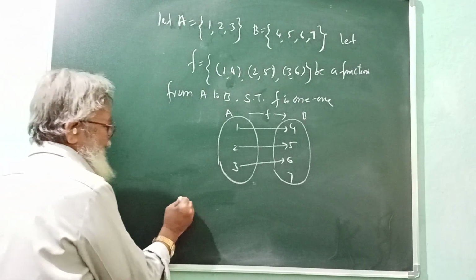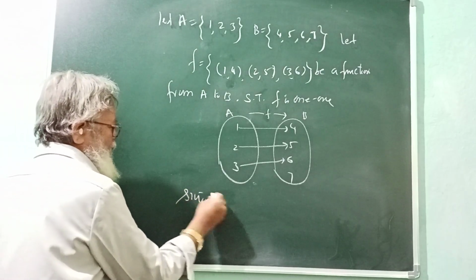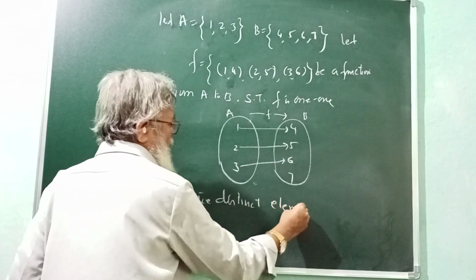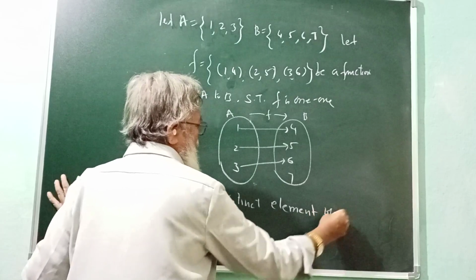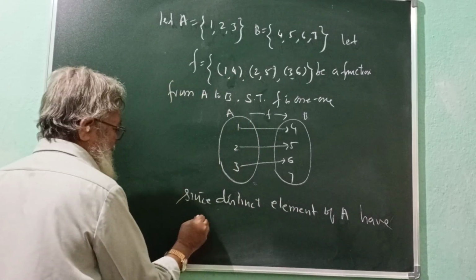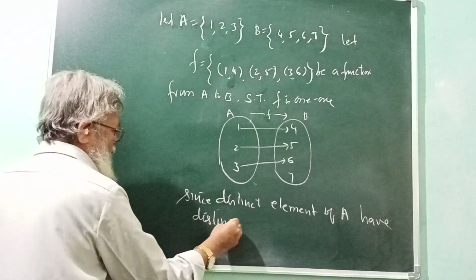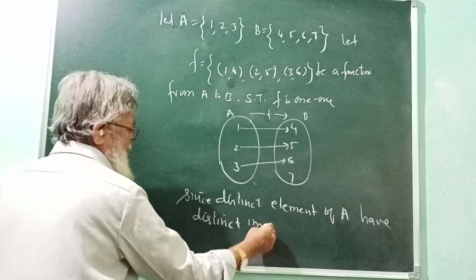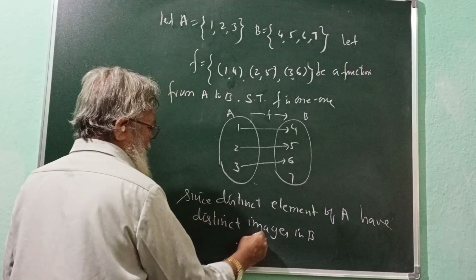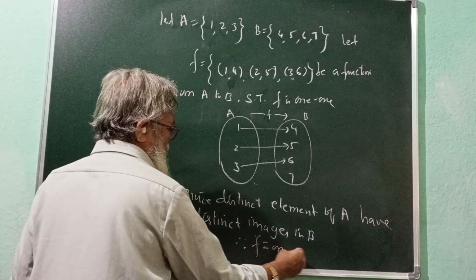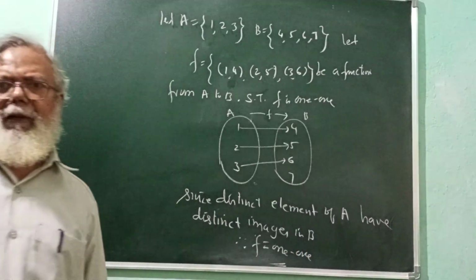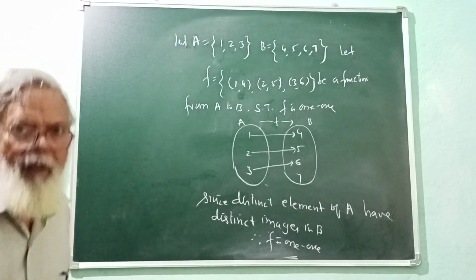So we should write the reason: since distinct elements of A have distinct images in B, therefore f is one-one. So this is the function problem for this. Now, next problem.